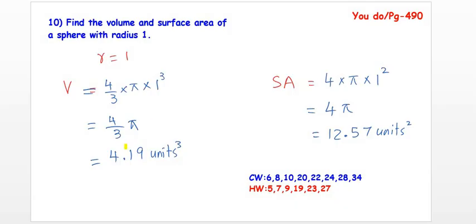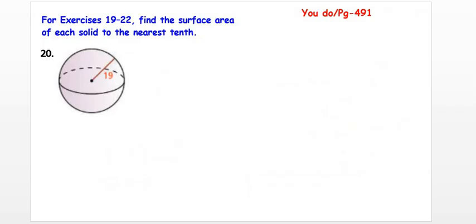Remember, sometimes they ask you to leave the answer in terms of pi, then you will stop here, you will not convert it into decimal. And sometimes they ask you to give the answer correct to the nearest tenth. In that case, this answer will become 4.2, and this answer will become 12.6. Okay, here is the next question.